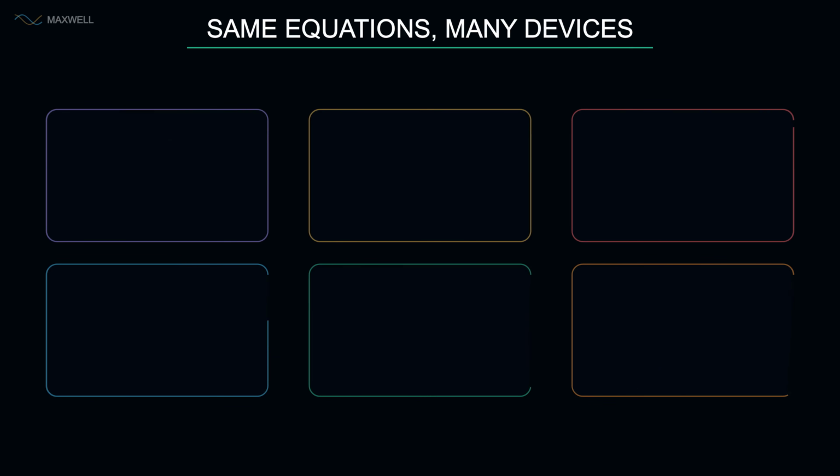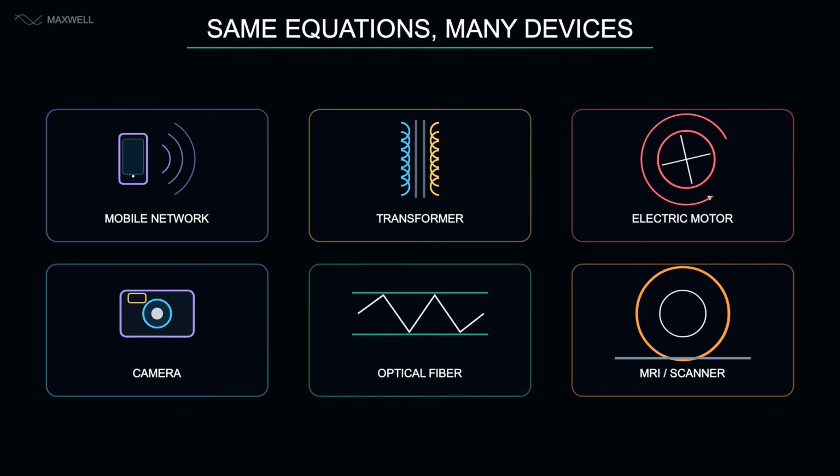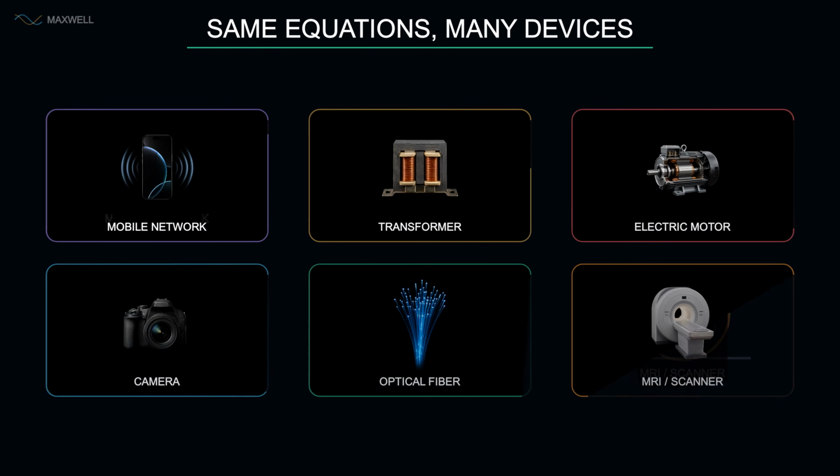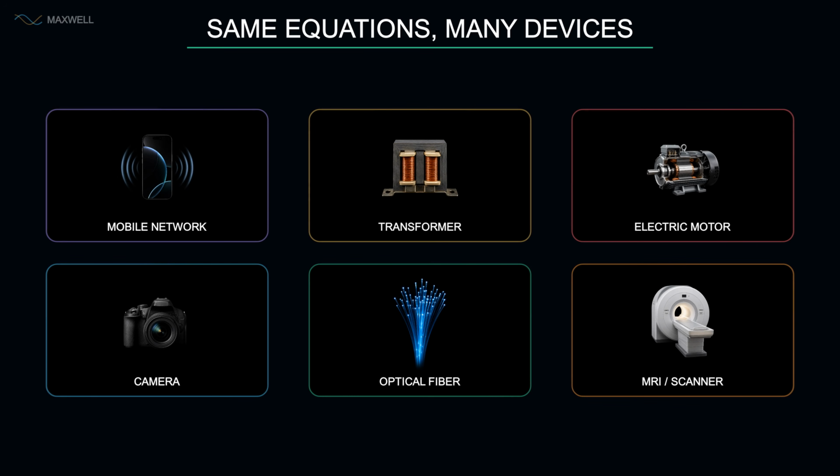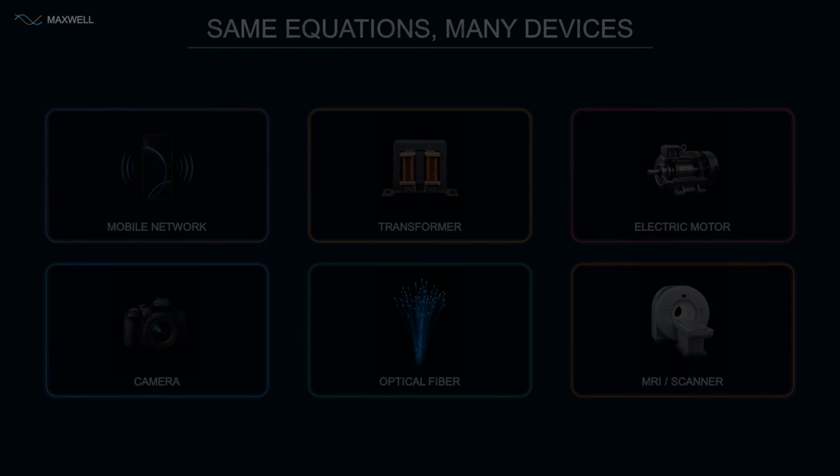Once this mechanism is visible, applications stop looking separate. Antennas launch waves. Transformers reshape fields. Motors create motion. Cameras detect light. Optical fibers guide it. Networks, scanners, and wireless links all rearrange the same four equations.